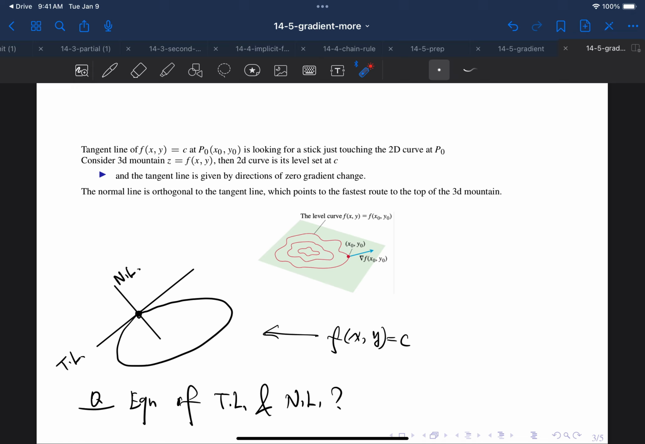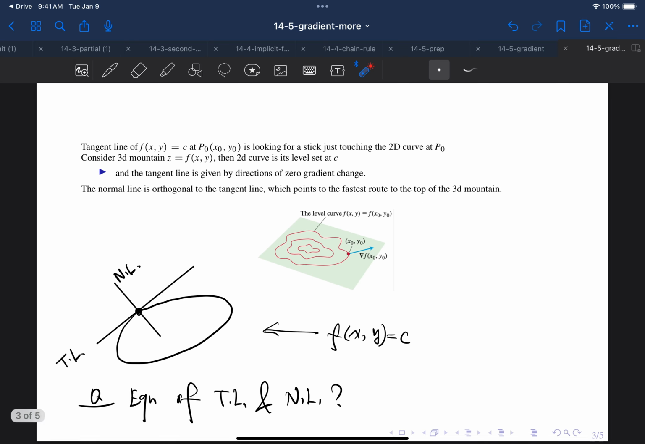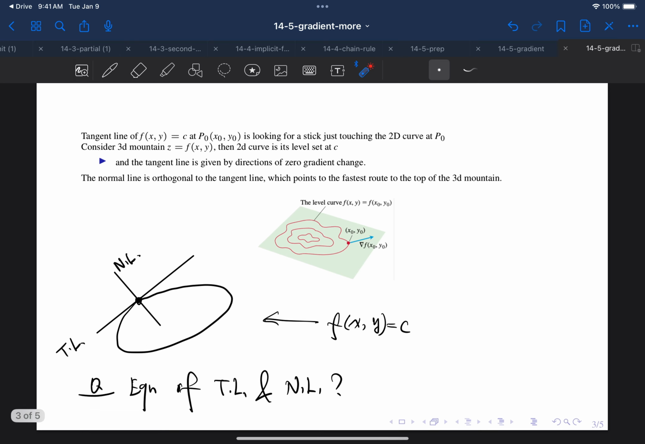This problem is entirely a Calculus 1 problem because this is a two-dimensional question. So we can use implicit differentiation to solve this problem and find the tangent line and normal line, respectively. But by putting this problem here, we're going to use multivariable calculus to simplify the question. So how do we do that?